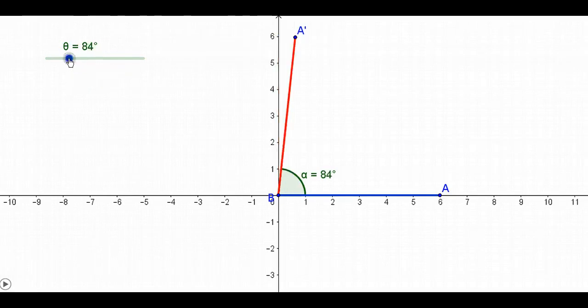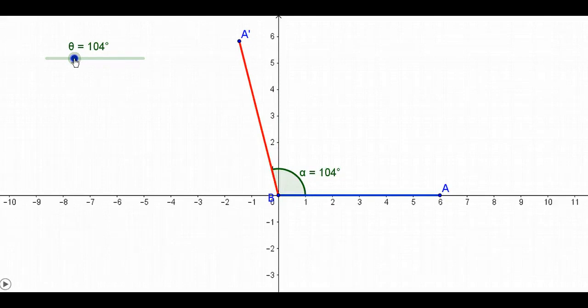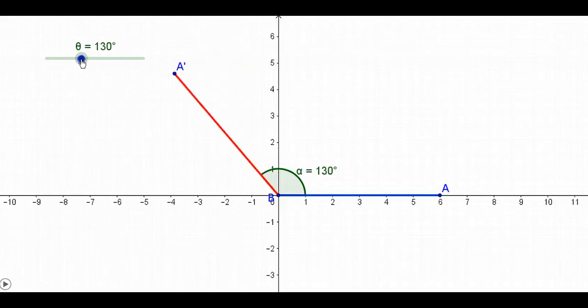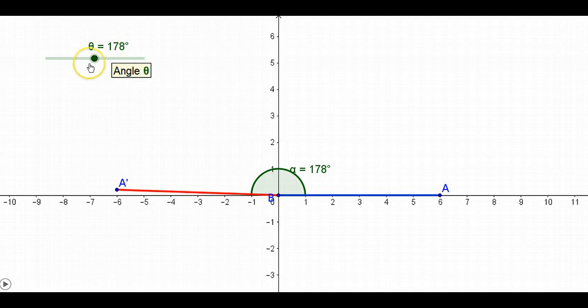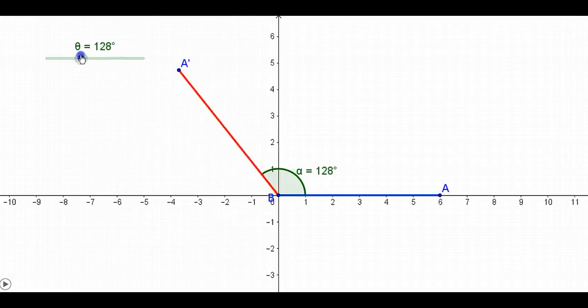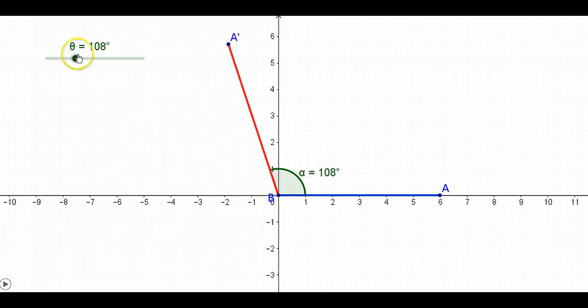When it travels a little bit above 90, then it's given a new name called obtuse. So all these angles are obtuse. Before it gets to 180, it's called obtuse. So 178 is obtuse, 92 is obtuse, 171 is obtuse. You can see that 108 is obtuse. So look at the size of obtuse. Look at where the green line is. That is the size of obtuse.